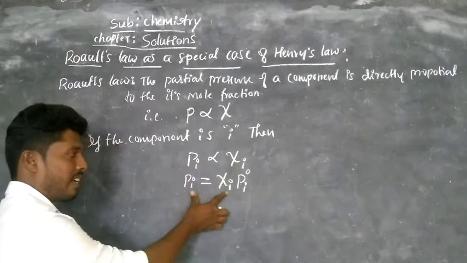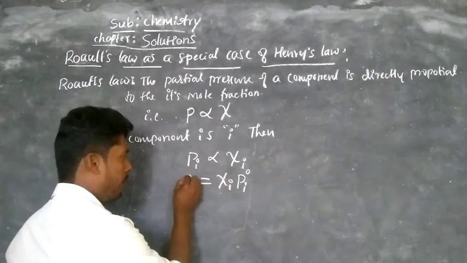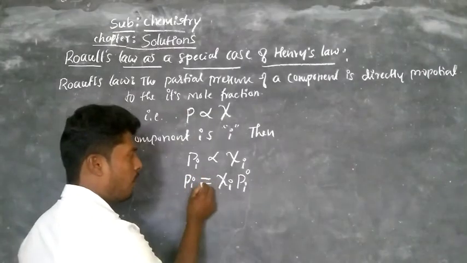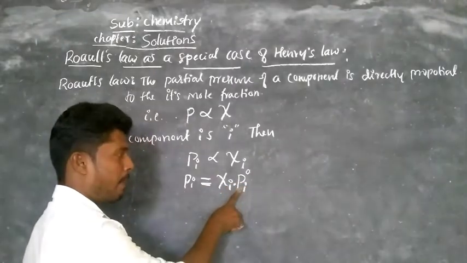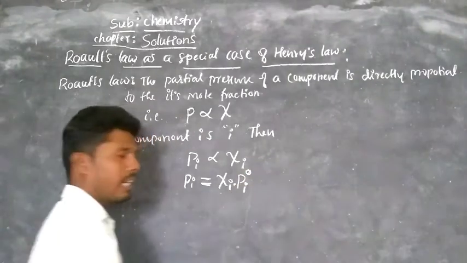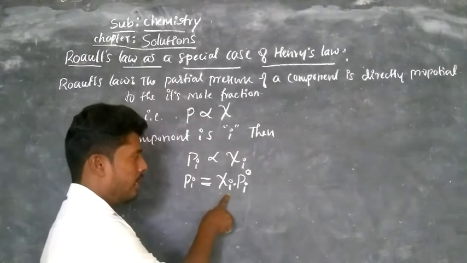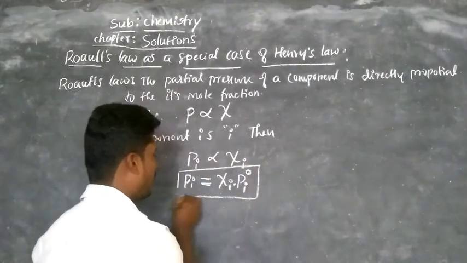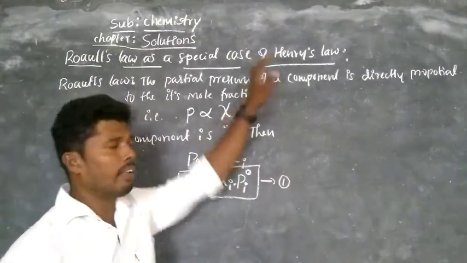Now observe, this equation says that, by the definition of Raoult's law, the vapor pressure or the partial pressure of a component i is equal to the product of the vapor pressure of the pure component and the mole fraction of that component i. This is the mathematical equation according to Raoult's law. Let's take it as equation 1.